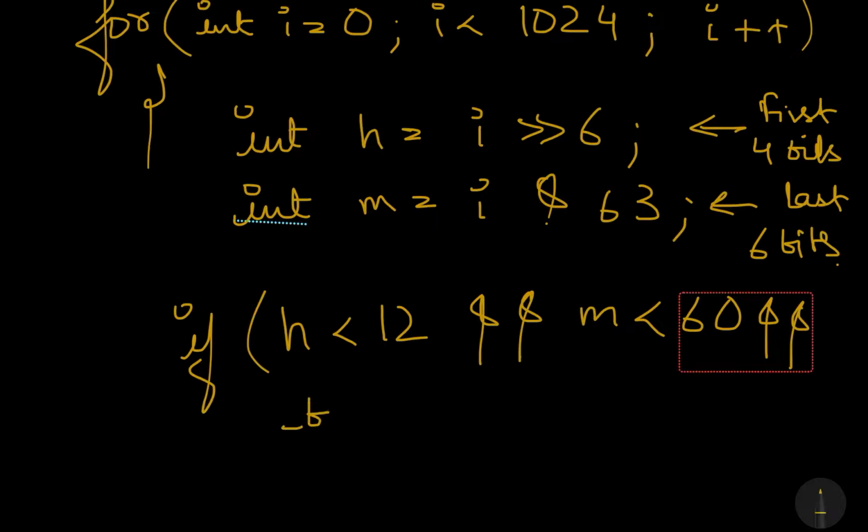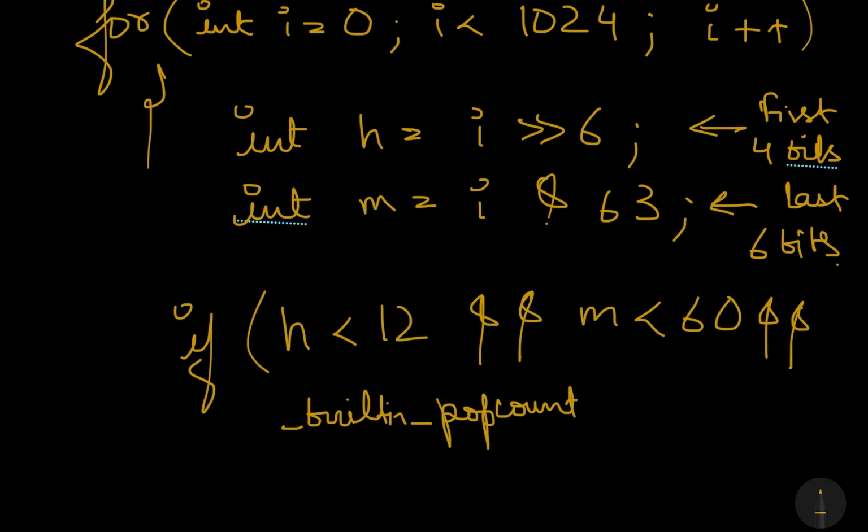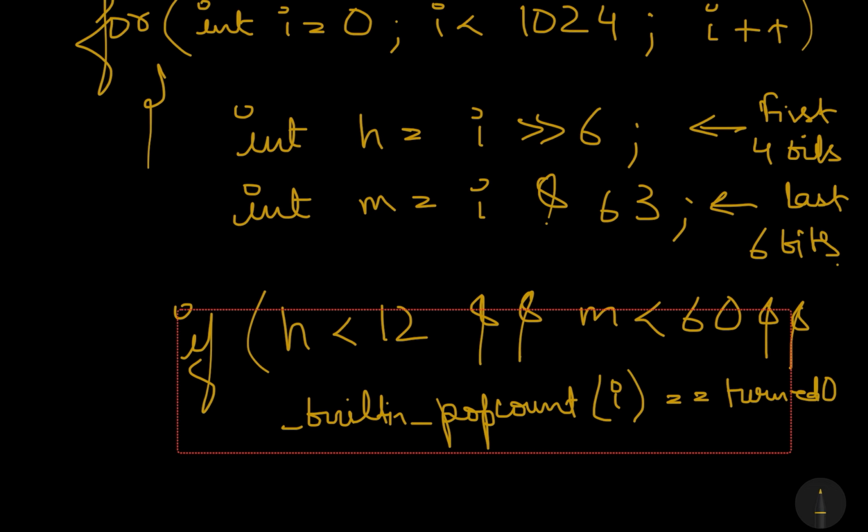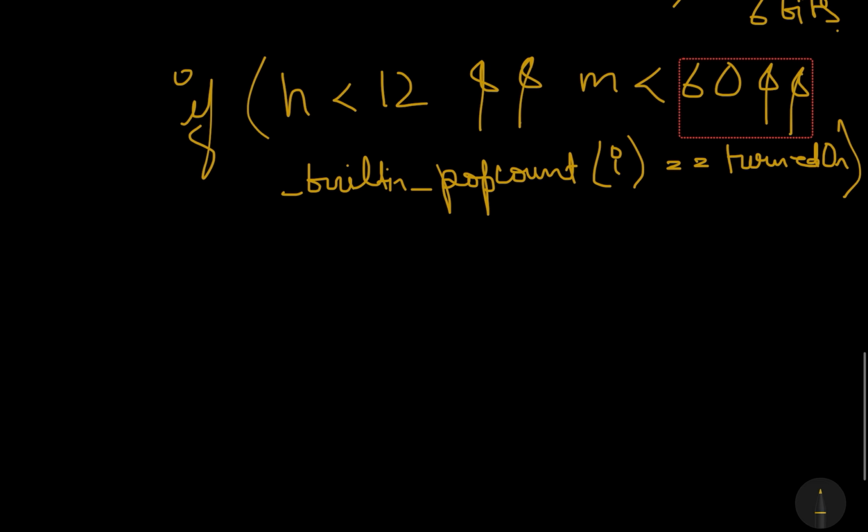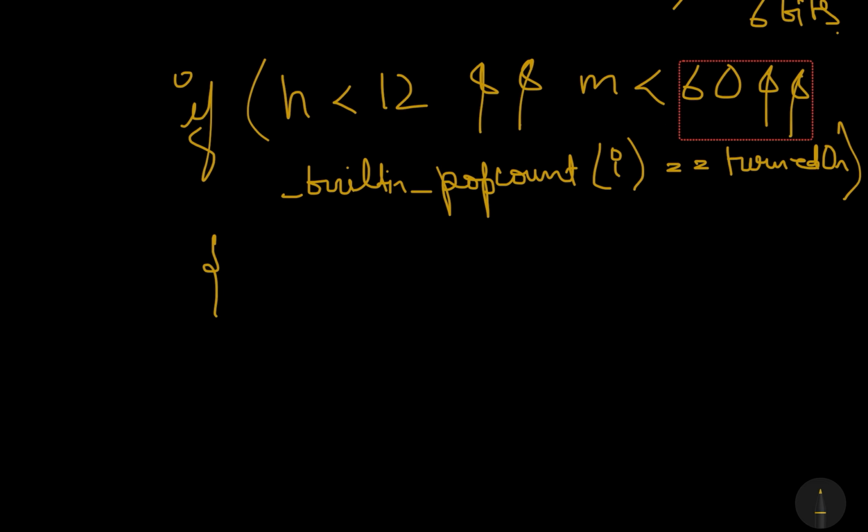Also, we have to check that our number of set bits, we can use this function, the number of set bits in our current i, is equal to turnedOn, meaning the number of bits that are turned on. If these three conditions are true, then we'll consider that time and push it into our answer.